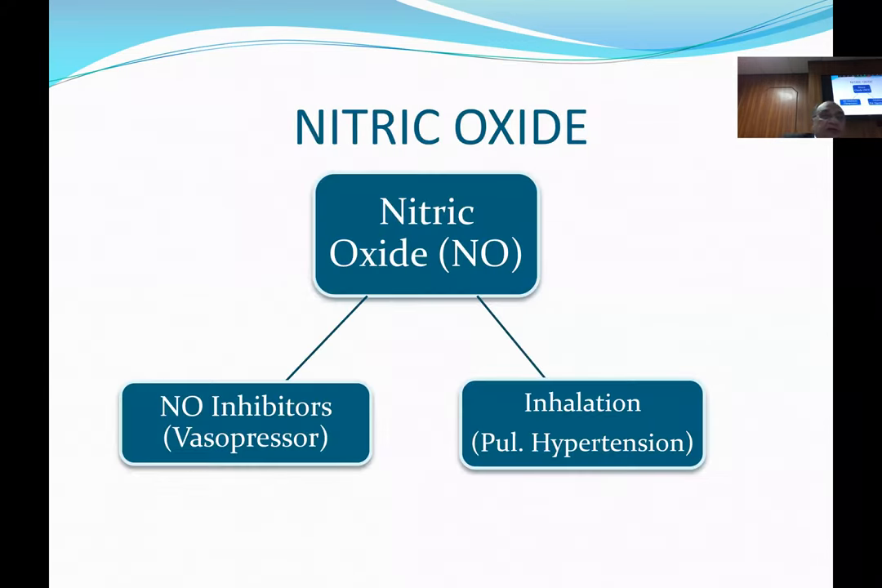Ek aur cheez jo istemal karte hain nitric oxide, theek hai. Nitric oxide is a vasopressor inhibitor. Now you have taken out blood pressure. Blood is pushed out by the heart. Aage pulse waveform banti. And then you feel pulse in the radial artery. Aati hai, chali jaati hai, aati chali jaati hai. Aise hoti hai. Ye kaise blood flow karta hai?